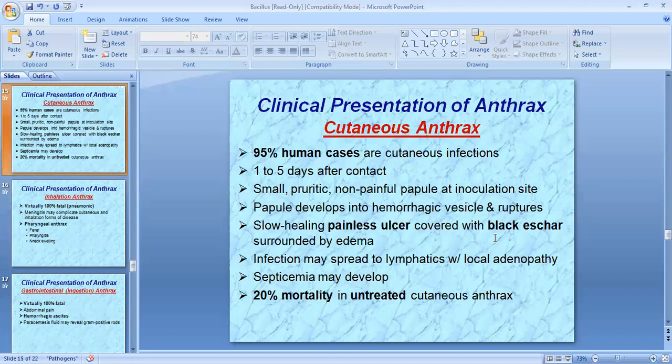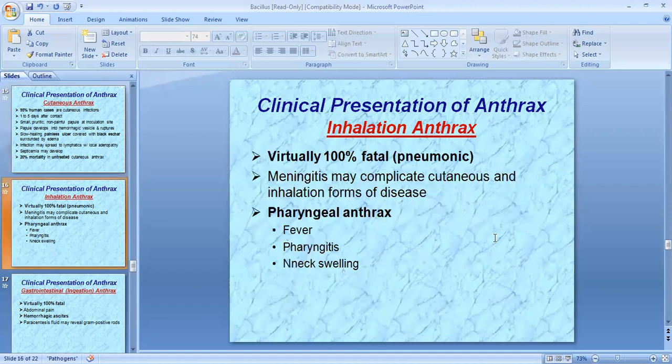Now, the clinical presentation of anthrax includes cutaneous anthrax. 95% of human cases are cutaneous infection. It appears 1 to 5 days after contact. A small pruritic, non-painful papule at the inoculated site develops into a hemorrhagic vesicle and ruptures. A slow-healing painless ulcer covered with a blackish scar, surrounded by edema. Infection may spread to lymphatics via local adenopathy. Septicemia may develop. 20% mortality if untreated.